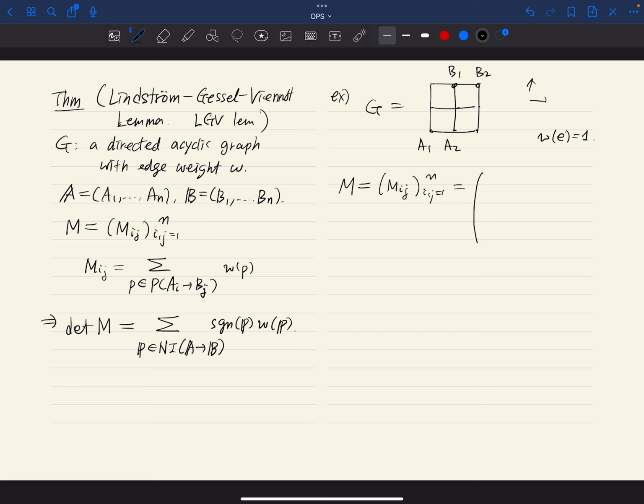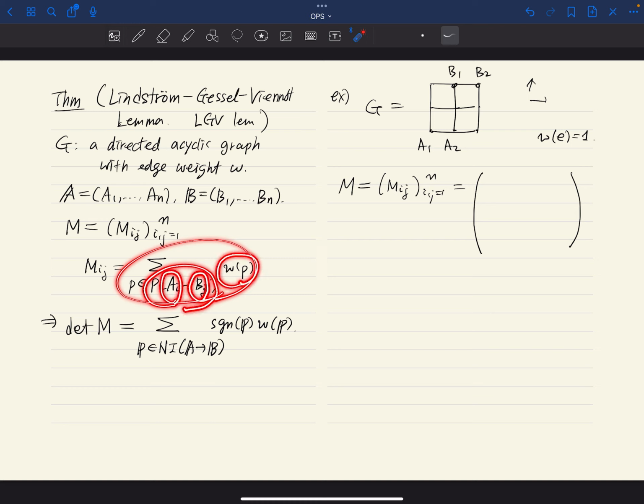So M1, this is M11. What is M11? You consider all paths from A1 to B1. The weight is always 1, so you just count the number of paths from here to here. What is that? This is 1 horizontal step and 2 vertical steps, so it's going to be 3 choose 1. You have to choose 3 steps, and there is only 1 horizontal step, okay?